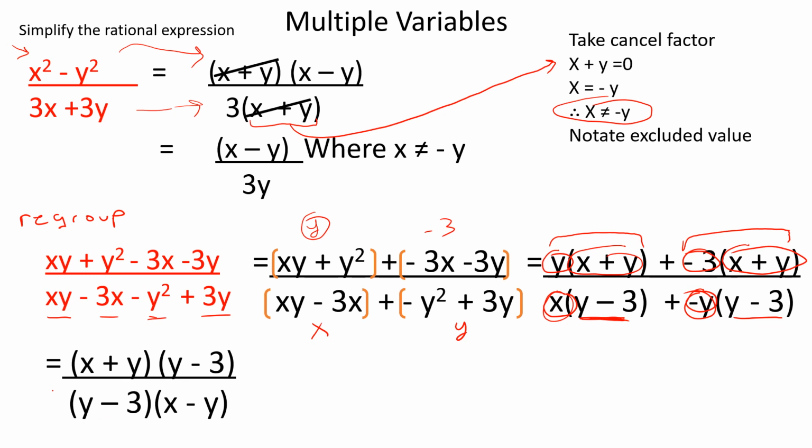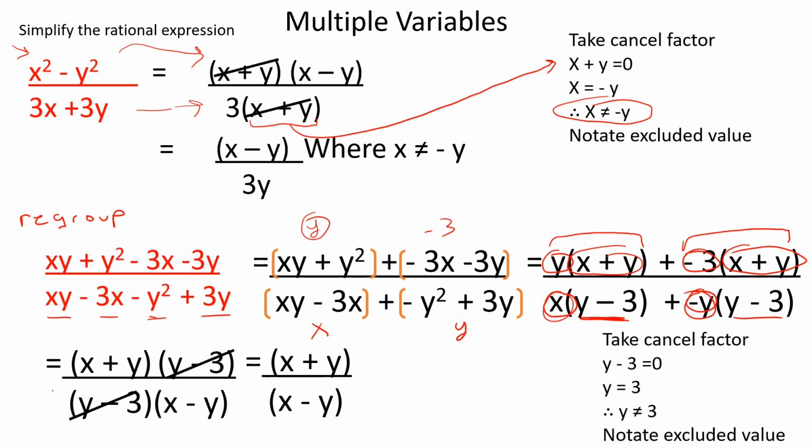And now we cannot factor anymore. But can we reduce this fraction? Is there a common factor? Well, in this case, yes, y minus 3. So we can cancel that out, and then we're left with x plus y on top and x minus y on the bottom. But we've got to denote, what can y not be? Well, you're taking this y minus 3, setting it equal to 0, solving, and so we're going to denote that y cannot be 3. So this is your final answer. So that's what you would do when you have multiple variables.